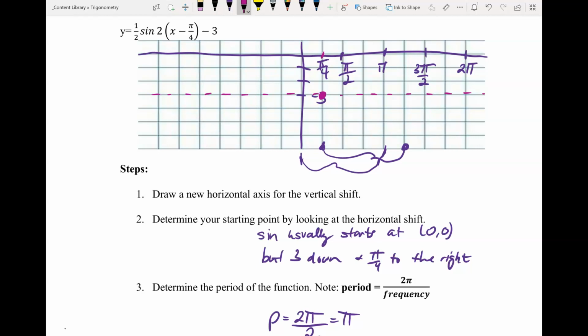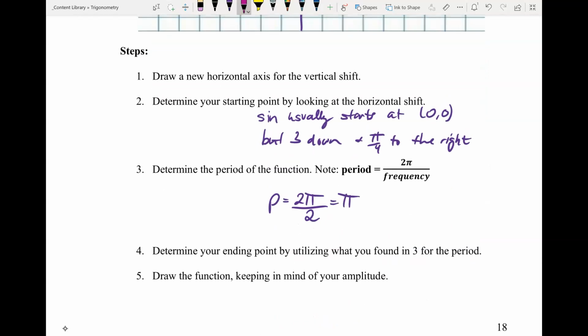So that means that my final point is going to be located over here because I need to start at the same y value, which is -3, and end at the same y value. But in terms of my x values, it needs to have a difference of pi. Now we finished step 4.